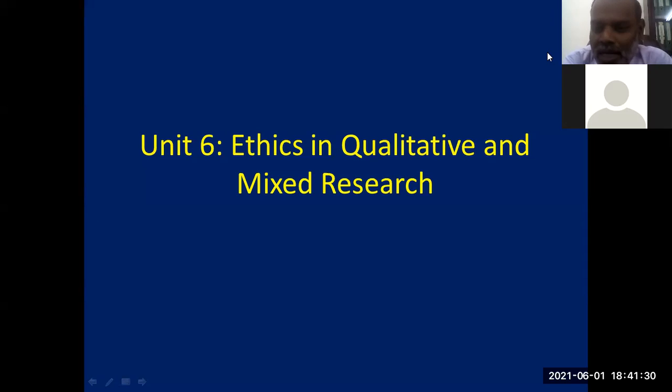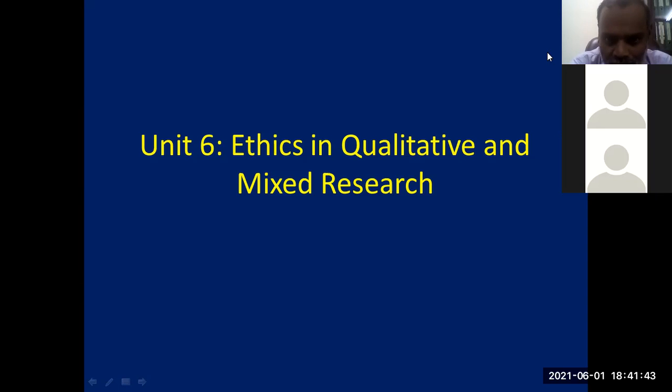Ethics are common in any type of research, but in qualitative it is more important, because you are dealing with people more closely than in quantitative. So we are going to see what ethics is in terms of research, how important it is, and at what level we can practice it, especially in qualitative and mixed research context.